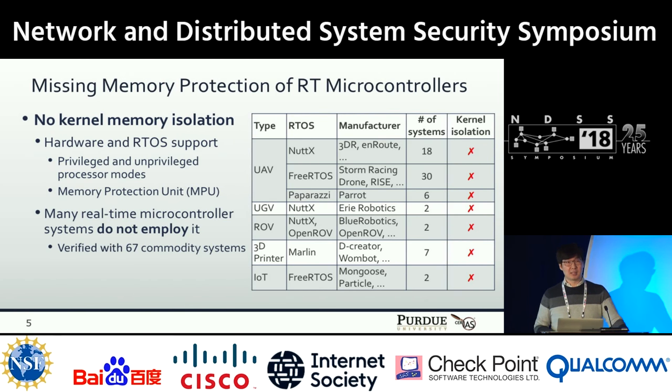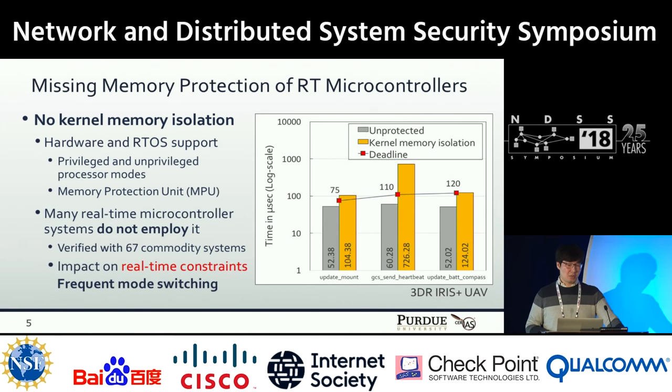We verified this claim with 67 real-world systems. We manually looked at all the code and found that it is not deployed in the manufactured devices. And also, to back our claim, we manually enabled kernel memory isolation in the prototype system in our drone and measured the performance overhead, and we found that the deadlines, the constraints of these real-time tasks, were violated when we actually enabled kernel memory isolation.